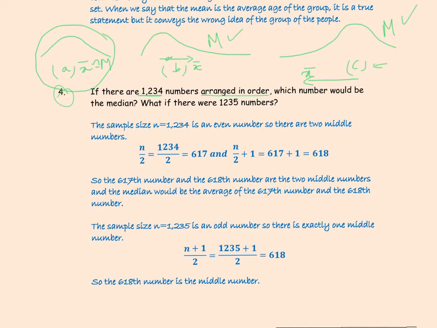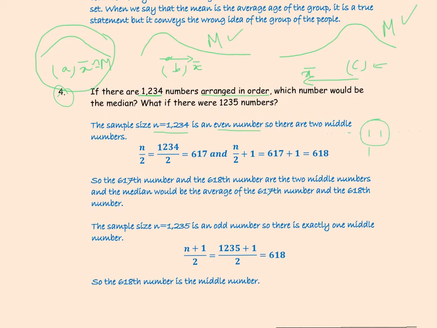Now, can we locate the median without actually knowing what the numbers are? At least can we find the position of the median? We reviewed this in the first slide. The sample size n is 1234. It's an even number. Remember that if it's an even number, there are two middle numbers in the data set.